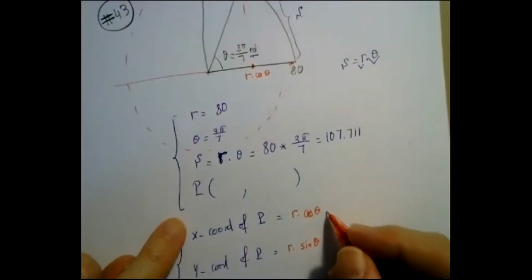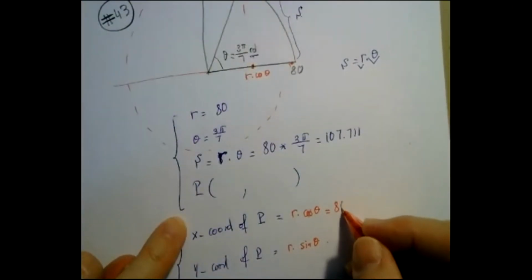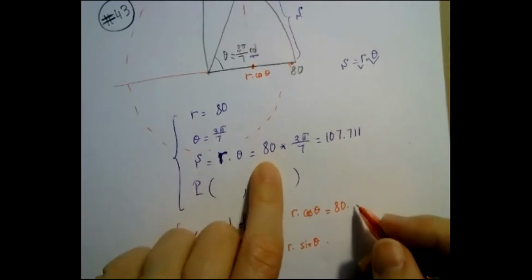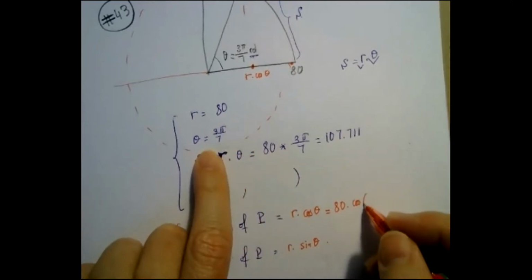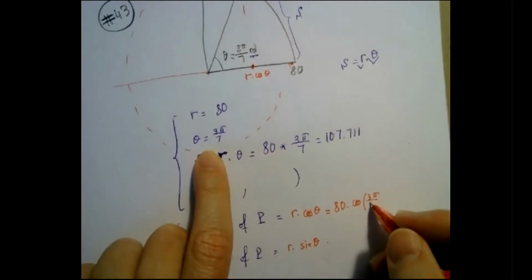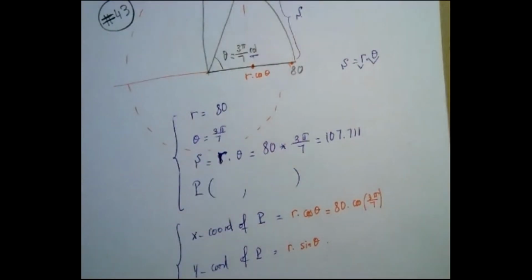So the x coordinate will be, my radius is 80. My angle is 3 pi over 7. Everything is in radians. Our calculator is already in radian mode, so it's going to be 80, and it's going to give me the cosine of 3 pi over 7.